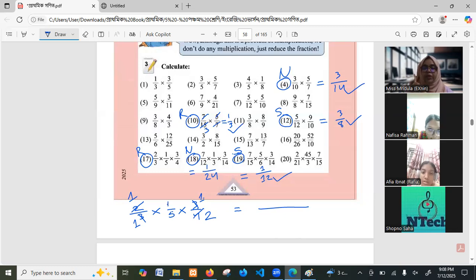That means the numerator is 1 times 1 times 1, in this case, only 1. And in the denominator, we have 1, 5, and 2. So I have to multiply these three numbers. 5 ones are 5, 5 twos are 10. Oh, okay, I get it now. This is the way to do it. Let me try the next one.